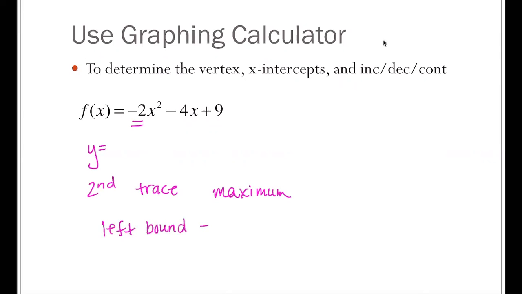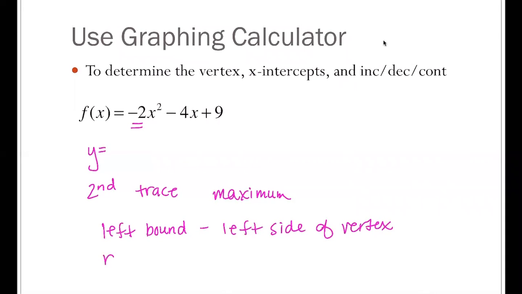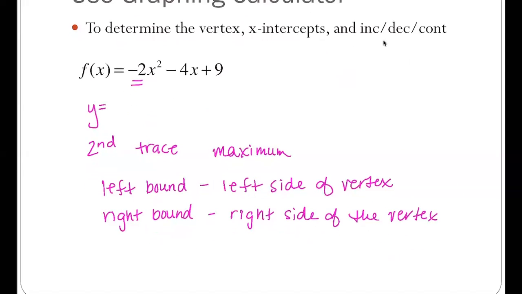and that is on the left side of the vertex. And then you'll hit enter. Then you have to do a right bound. And on the right bound, you have to be on the right side of the vertex. And then it'll say guess. And you'll just hit enter. And then it will give you the coordinates of that point.